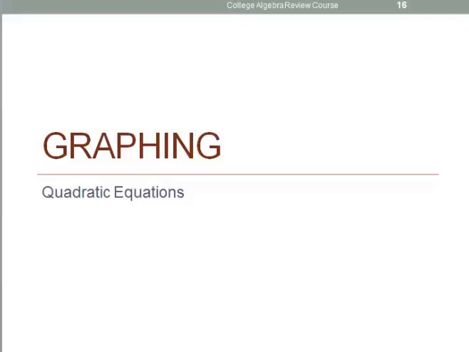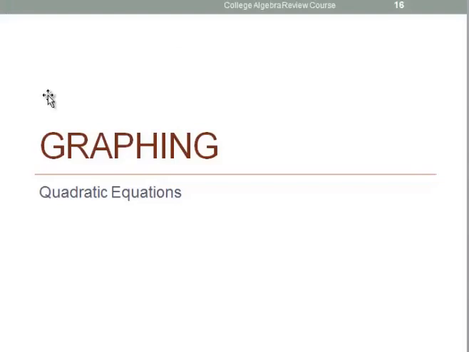Well, when you have a square involved, when you have a quadratic equation, then it becomes a little bit more complex. And rather than having a line, you're going to get what's called a parabola. Let's take a look at what a parabola looks like. Let's draw a set of axes over here again, just very quickly.